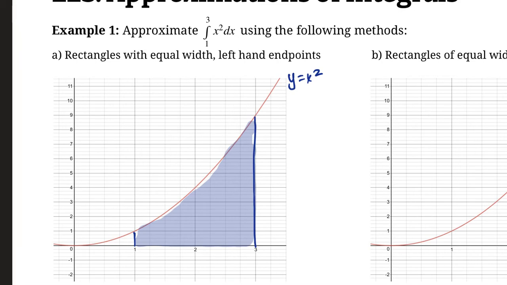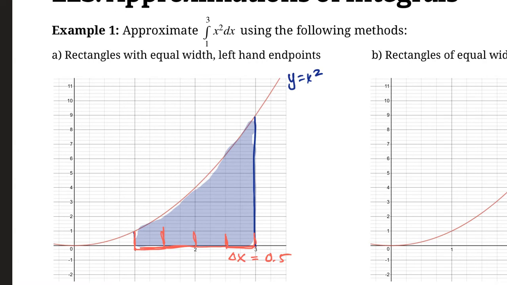So we'll make one rectangle like this, one rectangle like this, one rectangle like this, and one rectangle like this. So the width of each of the rectangles, or in other words, delta x, in this case, is going to be 0.5. And again, this is arbitrary. I just chose to break this up into 4. I could have broken it up into 8. I could have broken it up into 2. But 4 is a good number.